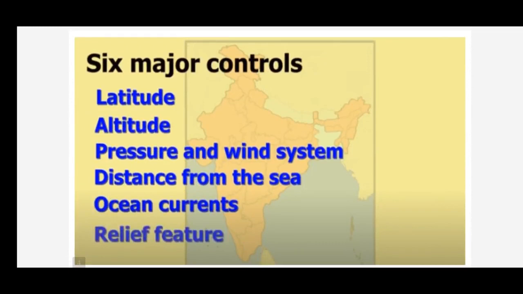There are 6 major controls of the climate, and they are the latitude, altitude, pressure and wind system, distance from the sea, ocean currents and relief features.